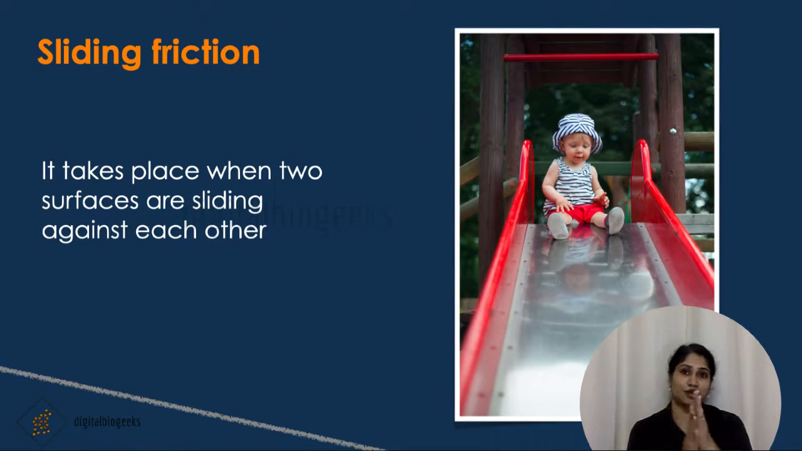If you try to rub your hands, you can feel some heat. This heat is produced due to sliding friction. Sliding friction takes place when two surfaces are sliding against each other.